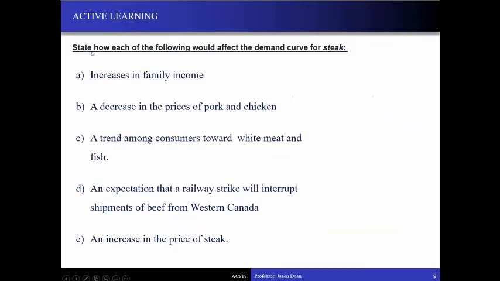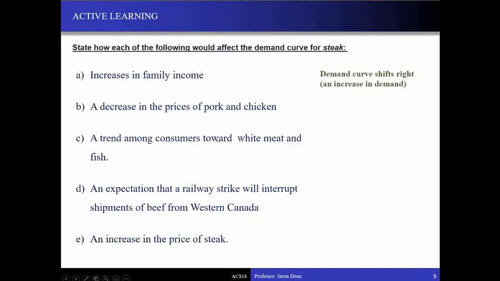So we're asked here to state how each of the following would affect the demand curve for steak. How would increases in family income affect the demand curve for steak? You could just type this into the chat function if you want, or say it out loud. If income increases, how do we represent that? Are we moving along the demand curve or are we shifting it? If we're shifting it, is it to the right or the left? Shift to the right. Okay, so that would shift it to the right.